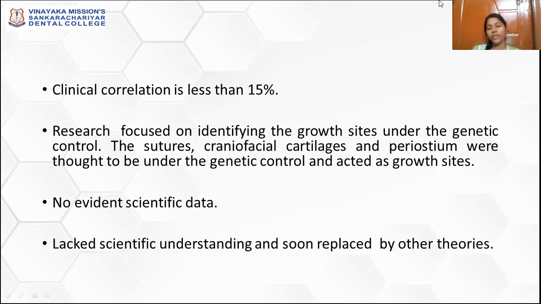So the research focused on identifying the broad sites under genetic control. Sutures, craniofacial cartilages, and periosteum were thought to be under genetic control and acted as such sites. Whereas no evident scientific data were presented, they lacked scientific understanding and were soon replaced by other theories. So when we see about craniofacial growth, there are components, right? We have sutures, cartilages, periosteum, muscles, bone, and all these structures contribute altogether to the craniofacial structures like your face, head, and neck. But certain areas had that genetic influence much more than the remaining structures. That means certain areas are not under genetic control, only certain areas. When things are like this, the 100% control is not there, the clinical correlation is less than 15%, and we are unable to prove it. It does not have strong evidence. So once the evidence is not there, then it is out of our way.